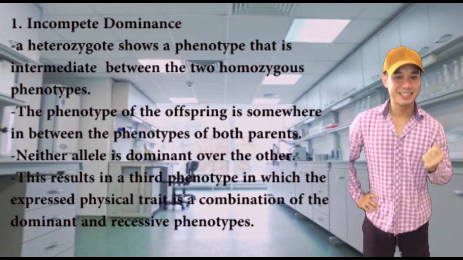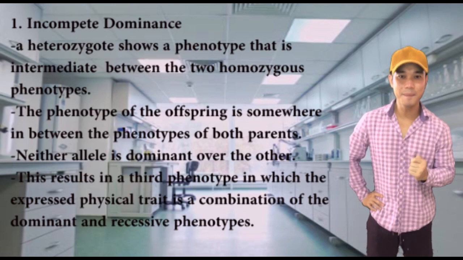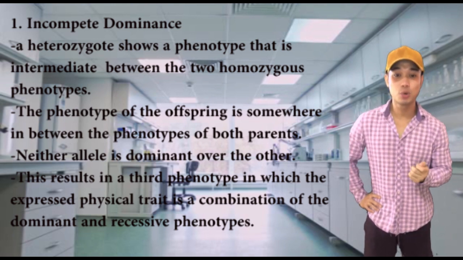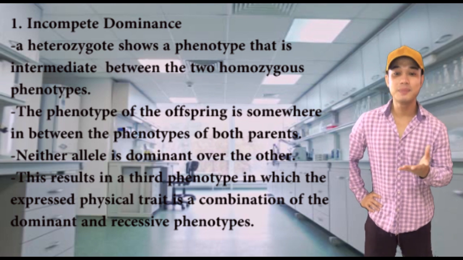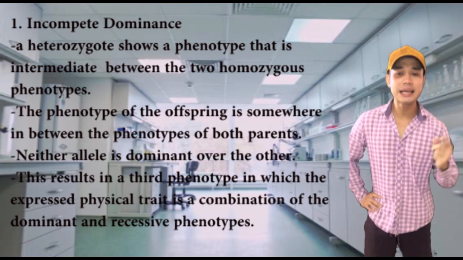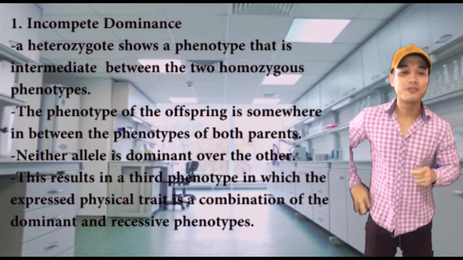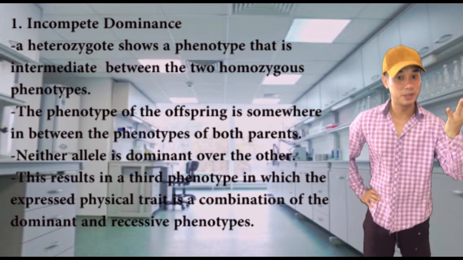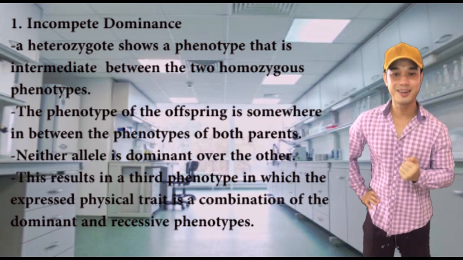Now, let us talk about the non-Mendelian pattern of inheritance. First is the incomplete dominance. What is incomplete dominance? Incomplete dominance is when a heterozygote shows a phenotype that is intermediate between the two homozygous phenotypes. The phenotype of the offspring is somewhere in between the phenotype of both parents. Neither allele is dominant over the other.